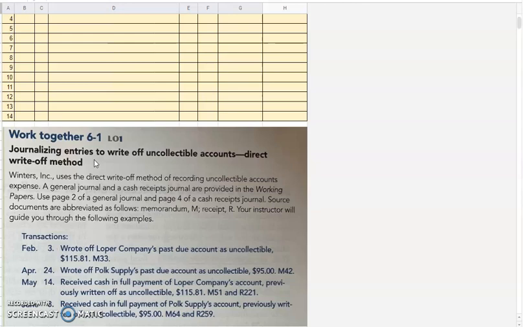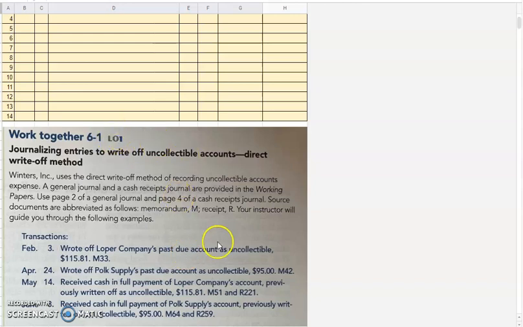So, Winters Incorporated uses the direct write-off method of recording uncollectible accounts expense. A general journal and a cash receipts journal are provided in the working papers. They're here in this Google Sheet. Use page 2 of the general journal and page 4 of the cash receipts journal. Source documents are abbreviated as follows: memorandums M, receipts R. Your instructor will guide you through the following examples.